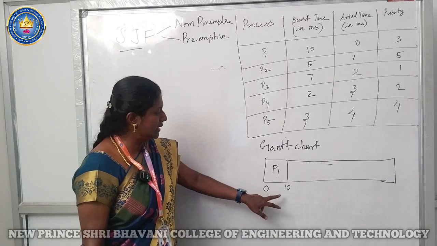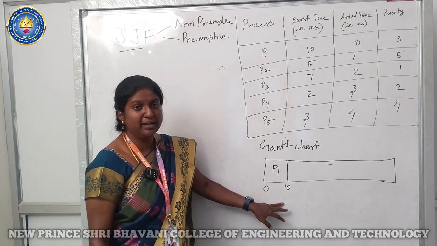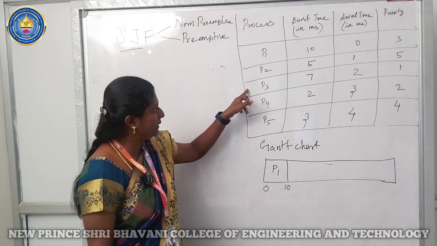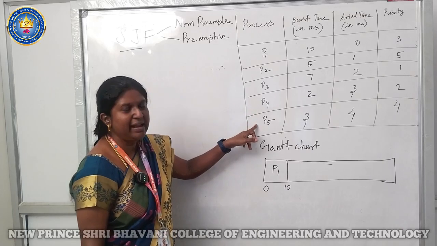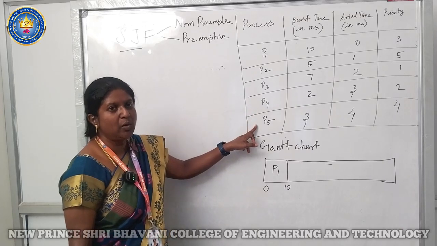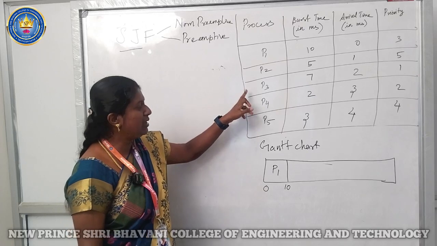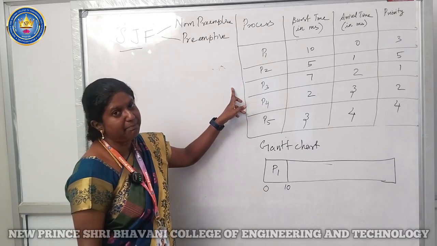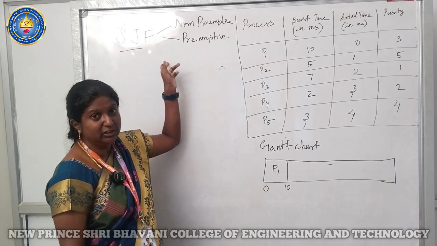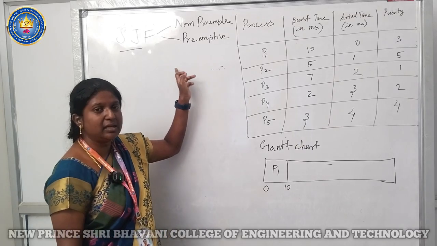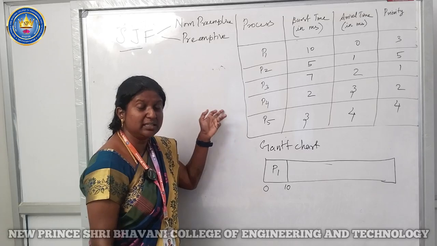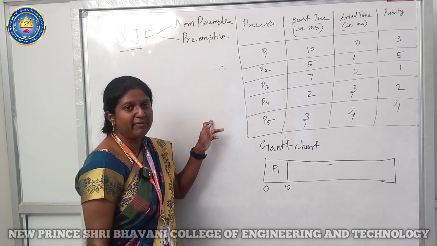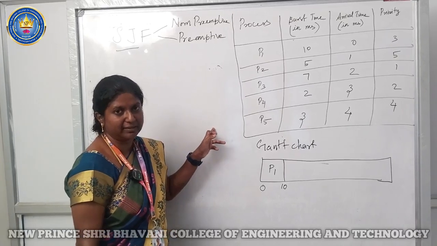While checking the queue at the 10th millisecond, we can see that processes P2, P3, P4 and P5 have entered the queue. Now all the processes are in the queue, so we have to check the burst time. Because it is shortest job first, the process having the smaller CPU burst time we have to schedule first.